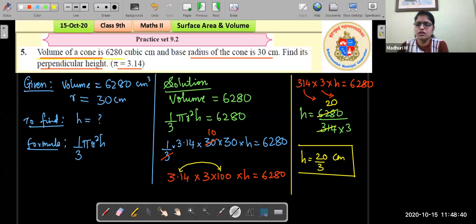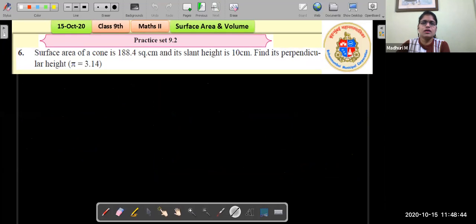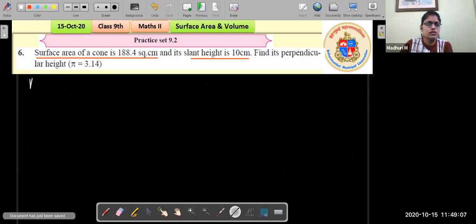Fine, students. Now we move to the next question, the last one, that is the sixth one. Let us start working on this. So what are we given? We are given that the surface area of the cone is 188.4 centimeters squared, and the slant height is given to be 10, and we are asked to find its perpendicular height. We are given pi. All right, so we begin with writing out what is given. Okay, so what are we given?